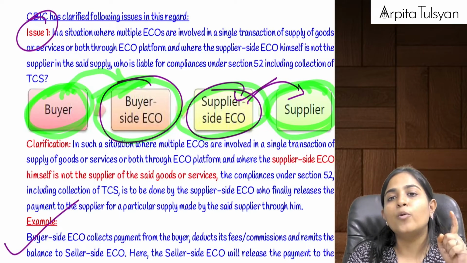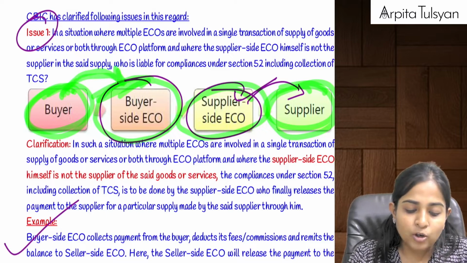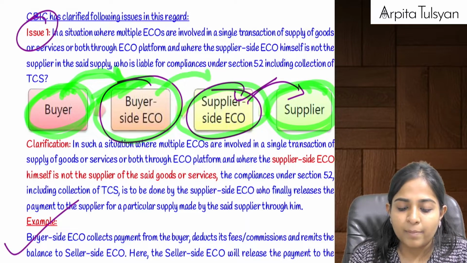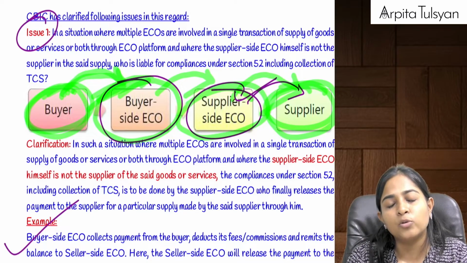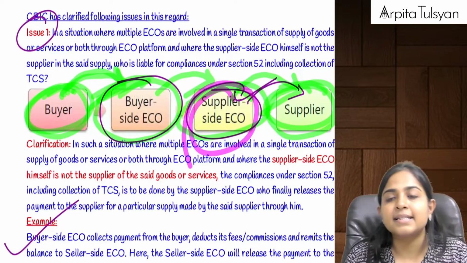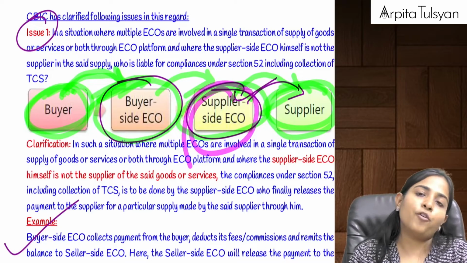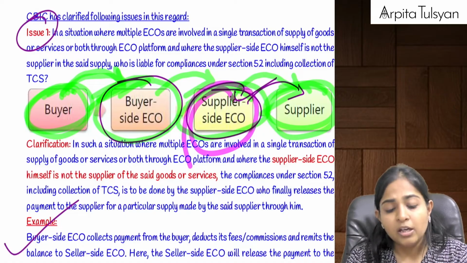Here, who is going to ultimately make the payment to whom? The buyer will make it to the buyer side eco, the buyer side eco will make it to the supplier side eco, and the supplier side eco is ultimately going to make the payment to the supplier. So this person, that is the supplier side eco, will be liable for collecting the TCS and paying it to the government.